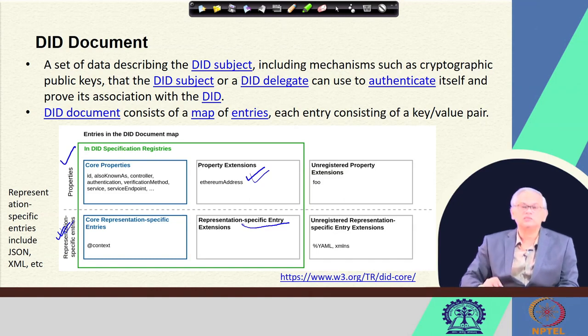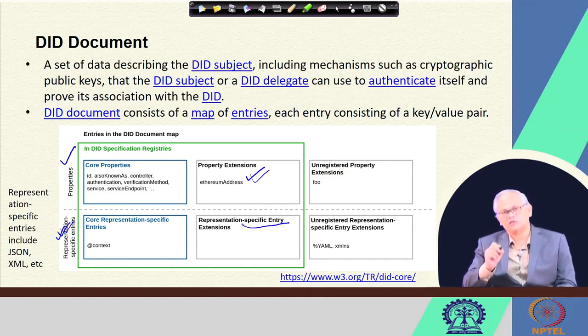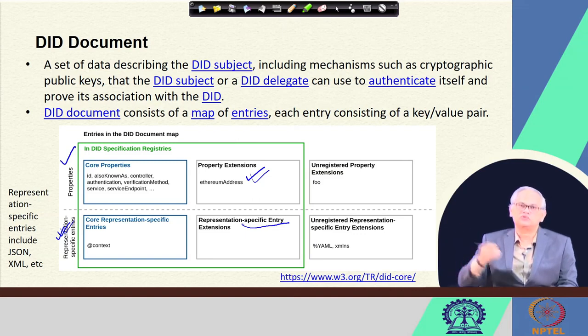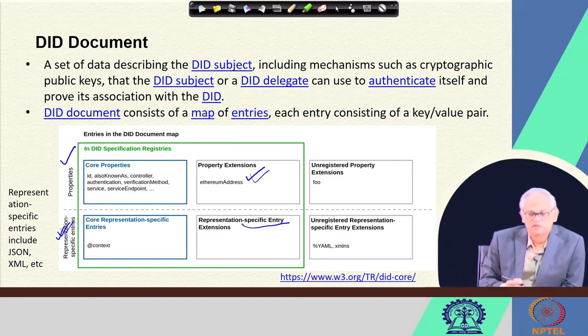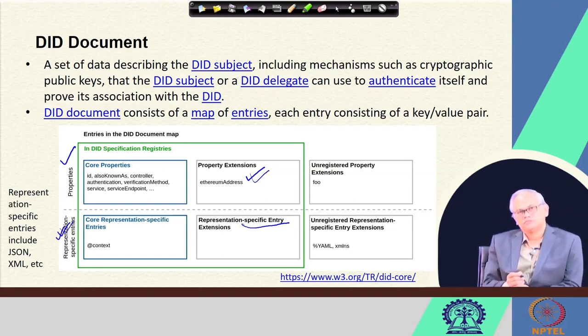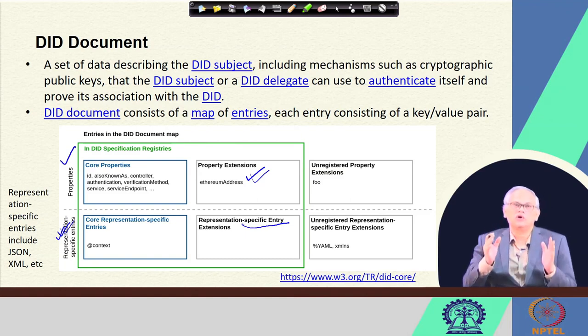Again, remember that this is one deed document which corresponds to one deed URI and it refers to one particular subject. And we have deliberately shown it here that all these different concepts like deed subject, what it is, what is a deed delegate and so on, these again you can go through this website and get more details of it. So, this in overall is how a deed document looks like.